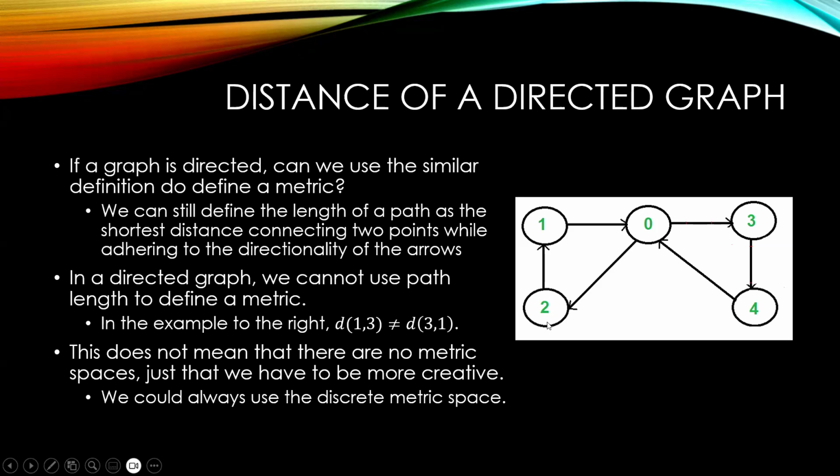In this case, the distance from 2 to 1 is going to be very different from the distance from 1 to 2, because 2 to 1 would be a distance of 1. The distance from 1 to 2, you'd have to go from 1 to 0 to 2, so it'd have a distance of 2. This does not mean that there are no metric spaces, just that we'd have to be more creative. If we really wanted to, we could apply the discrete metric in this case. You can teleport from any one point to any other point. That will technically be a metric space.